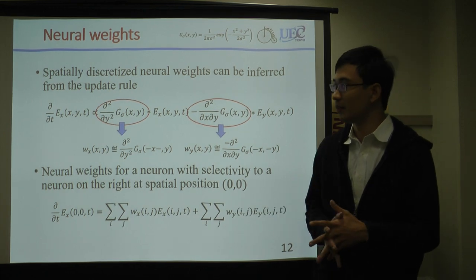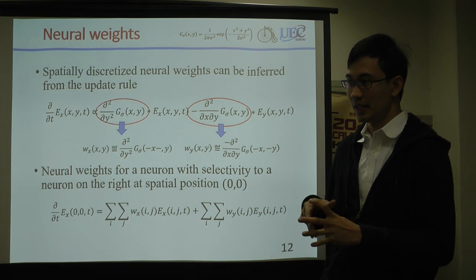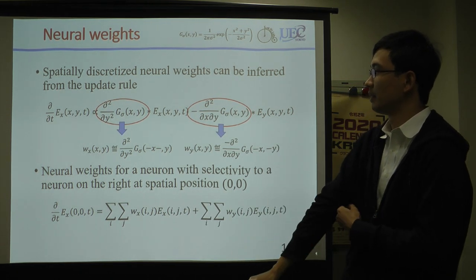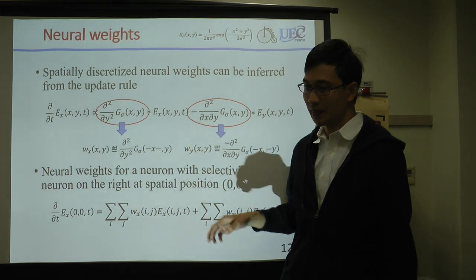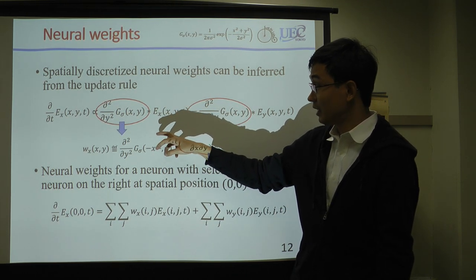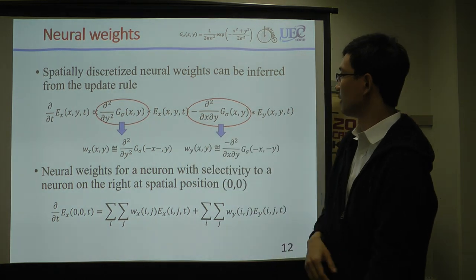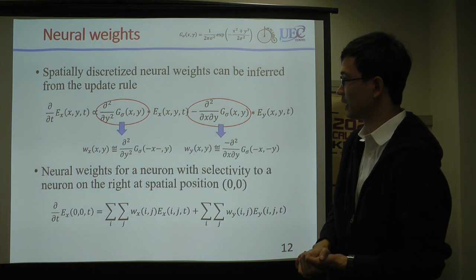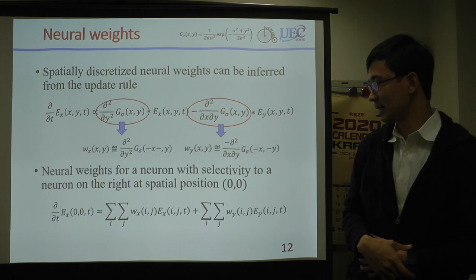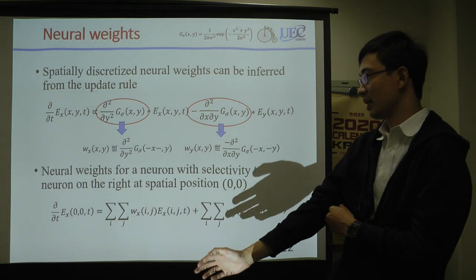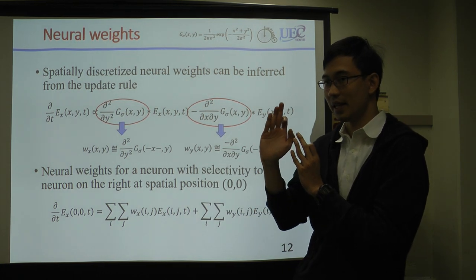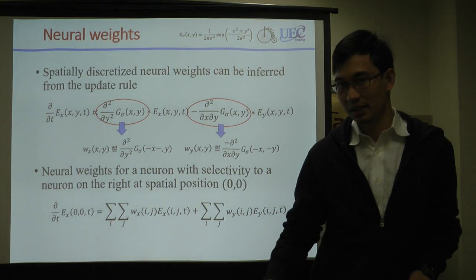Now we can also derive neural weights from the update rule. This is the update rule, and we replace the spatial partial derivatives with the partial derivative of a discrete Gaussian function. And from that we derive neural weights. In the next slide I will show you the neural weights of a neuron with a selectivity to the right at position 0, 0.